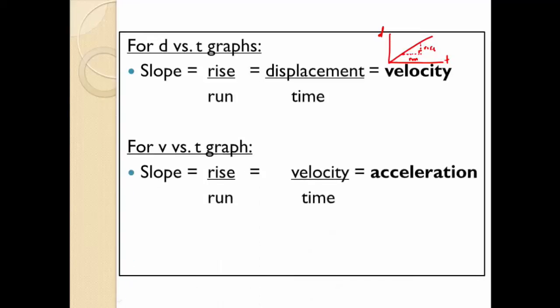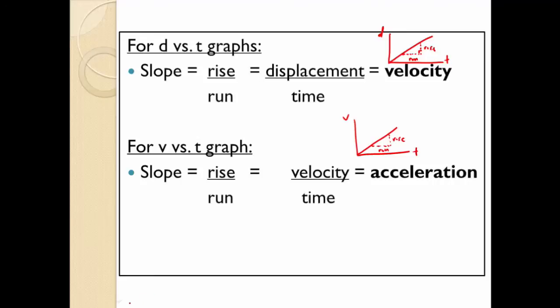Now, for a velocity versus time graph, it's the same idea. If we take a look at a velocity versus time graph and we get something that looks just like this, and we have our run and we have our rise, well, our rise is just the change in velocity, and our run is just our time, which means change in velocity over time. We're dealing with the acceleration. So the slope of the d versus t graph will give you your velocity. The slope of the v versus t graph will give you your acceleration.